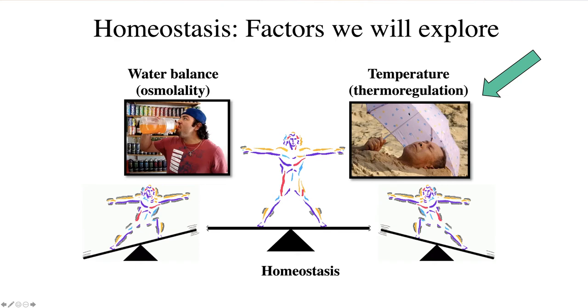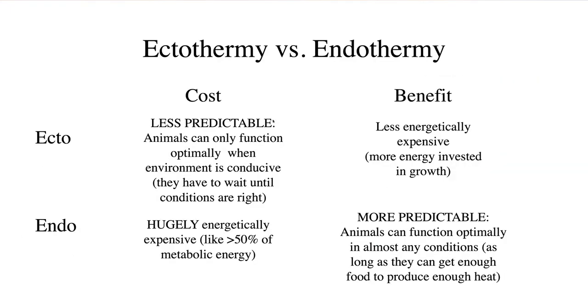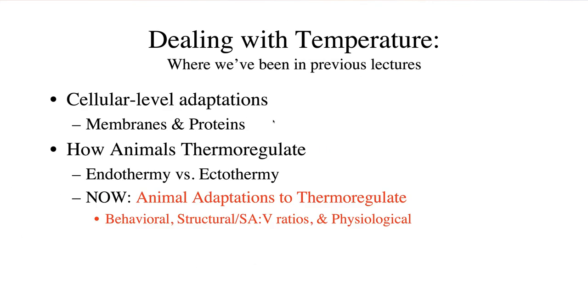Howdy folks, so we're going to pick up where we left off talking about thermoregulation. At this point in the previous lectures, we've talked about cellular level adaptations, specifically in cell membranes and proteins to deal with temperature variation. And we've talked about how animals thermoregulate, specifically endothermy versus ectothermy and the costs and benefits of these two different strategies that animals use. If you haven't watched these two previous lectures, please check those out before you continue with this lecture.